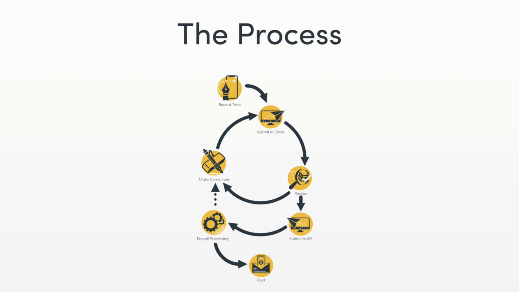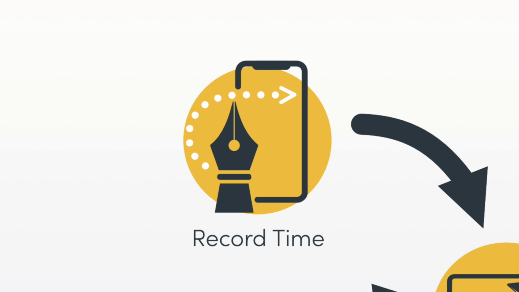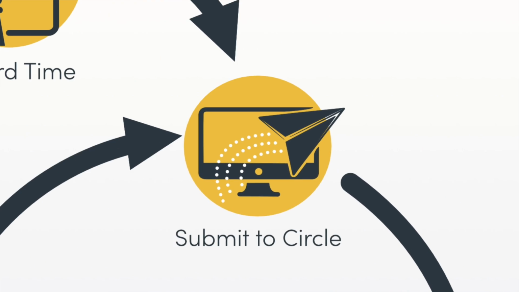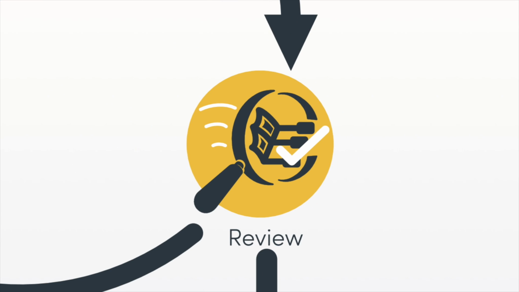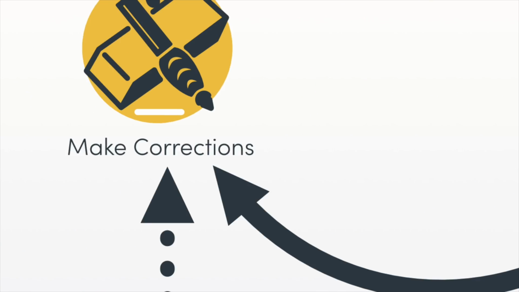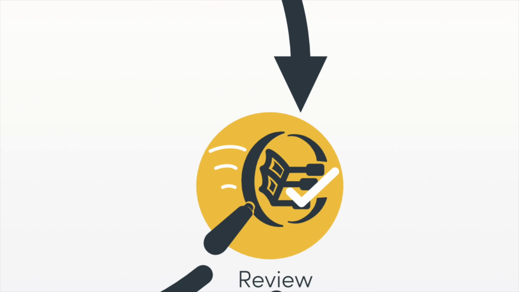The process for eTime is fairly straightforward. It starts with the support staff recording their time. Once they've recorded a shift, they submit that to the circle of support to review. The circle approver will review that shift for accuracy and sign off. If there's something in that shift that is incorrect, the circle approver will return the shift to the support staff to make corrections. On the other hand, if everything in the shift is correct, the circle approver will approve that shift, at which point the shift will be submitted to ISS payroll. Now, if the shift is returned to the support staff, they will make any needed corrections and then resubmit the shift to the circle for review.